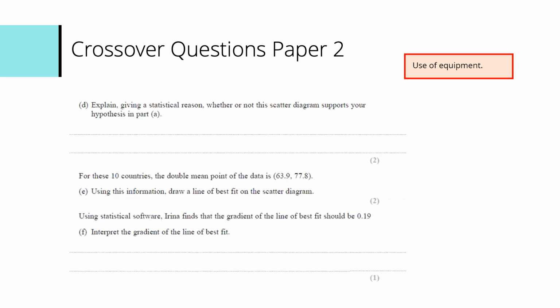And then part E, unsurprisingly, was actually the best answer. They'd given the mean point of the data. Most students remembered to actually make sure their line of best fit went through that quadrant there, 63.9, 77.8. Some students, they suspect probably just by eye, were doing this, and some just got lucky and managed to make sure it was within the tolerance of that coordinate.